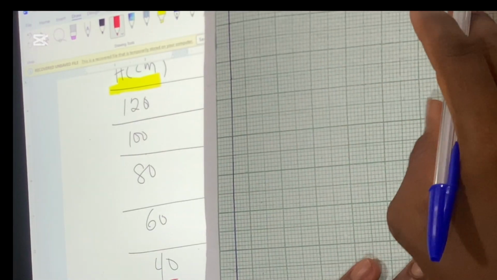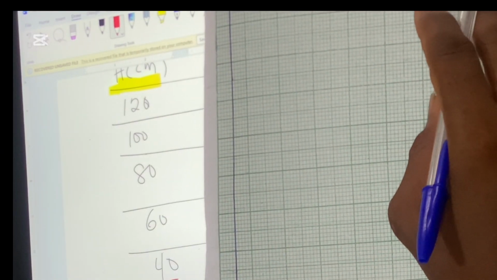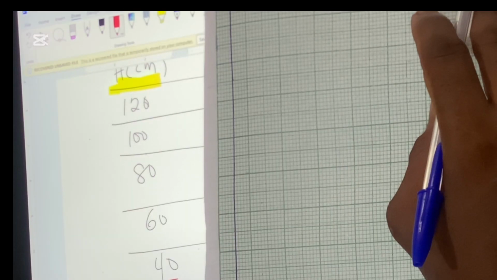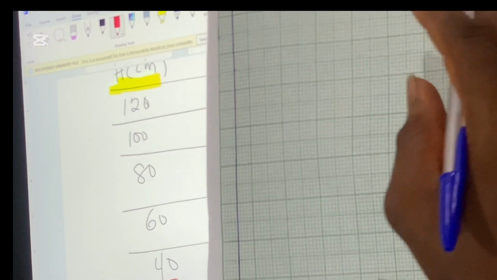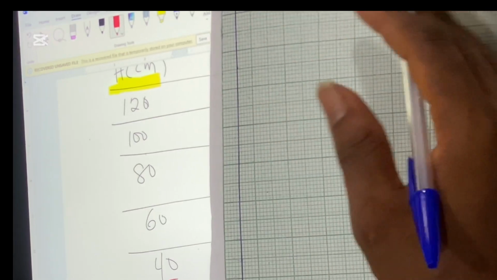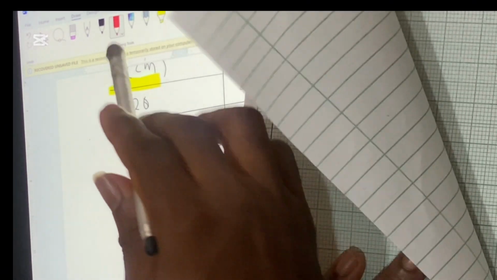If a graph is starting from origin, it should be stated there. But if it's not stated in that particular manner, it means that the graph is not starting from origin, okay? So this graph is not starting from origin, but it must start from the lowest point of this value here, from the lowest point, okay? So we choose the lowest value.